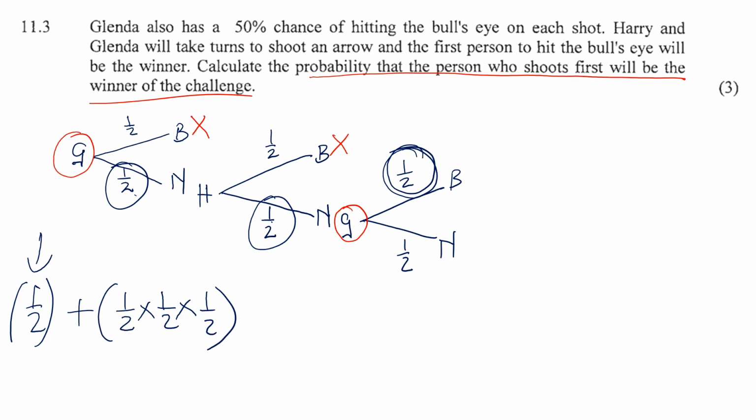But again, there are other possibilities. What if, when you call Glenda for the second time, she disappoints you again and doesn't hit the bullseye? Whose turn is it now?